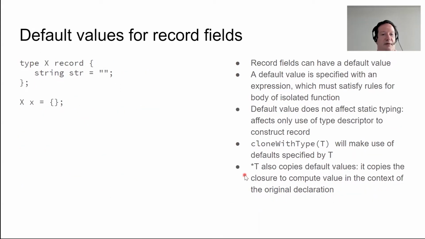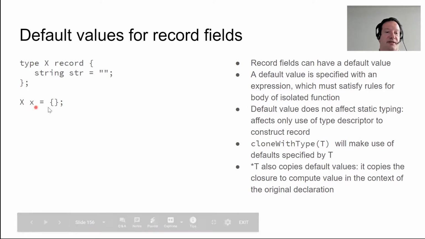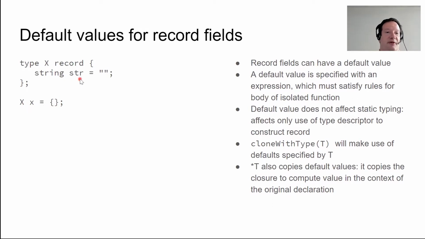Okay, so as I said a bit earlier, prematurely, record fields can also have defaults, and it looks like what you'd expect. And that is part of the type descriptor. So here we've got an X record and we have a strut field which has a default value. So here we know we're constructing an X. This record constructor has no strut field, so it will use the default that's defined in X, and the value you get here will have an empty strut field. And this also works with data binding. So when you're using clone with type, that will get the defaults.